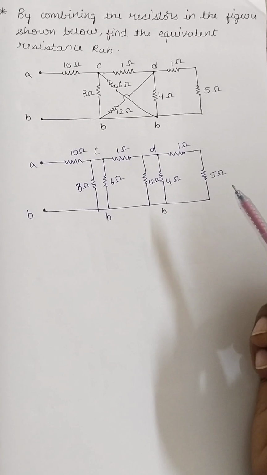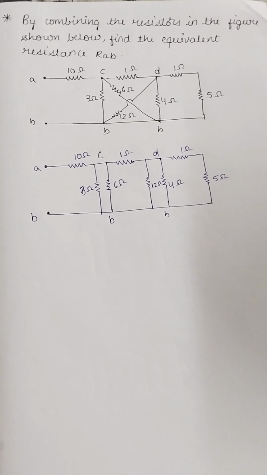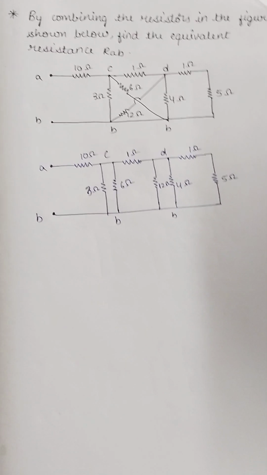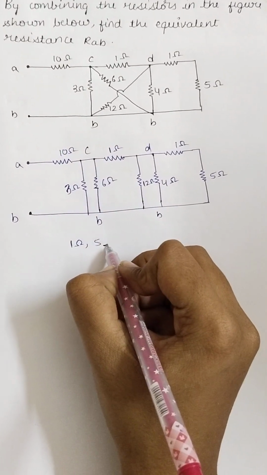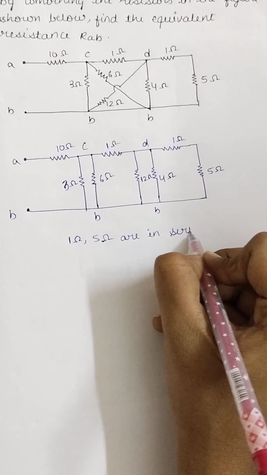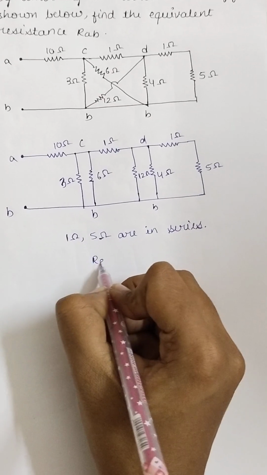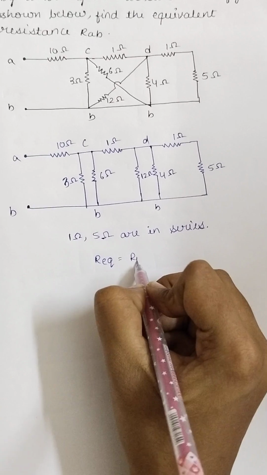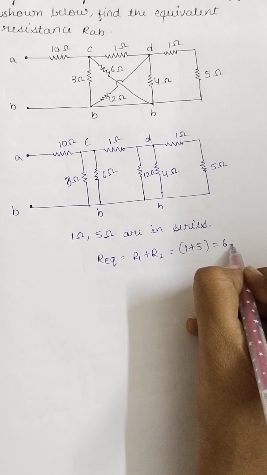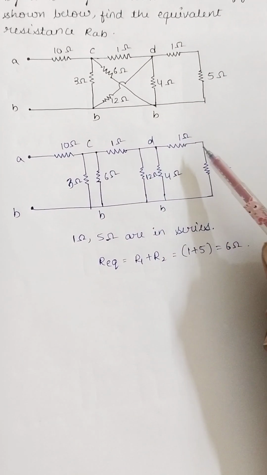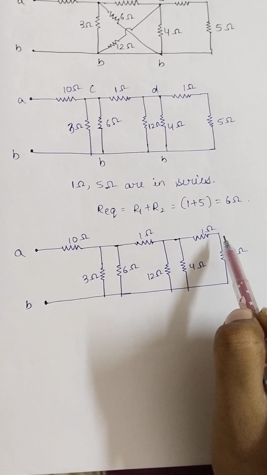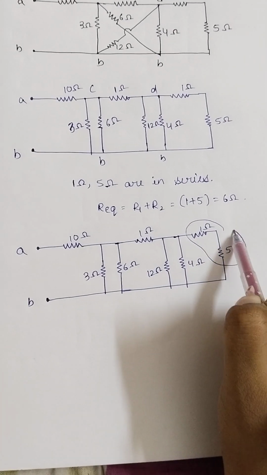So here is the circuit. Here the 1 ohm resistance and 5 ohm resistance are in series. So we have to add this. So here the equivalent resistance is 6 ohm. So here this becomes 6 ohm.